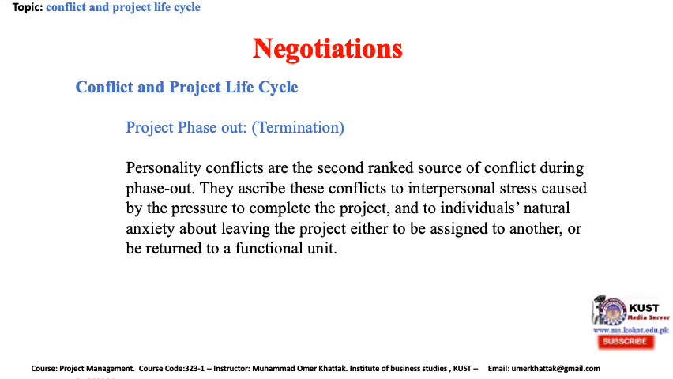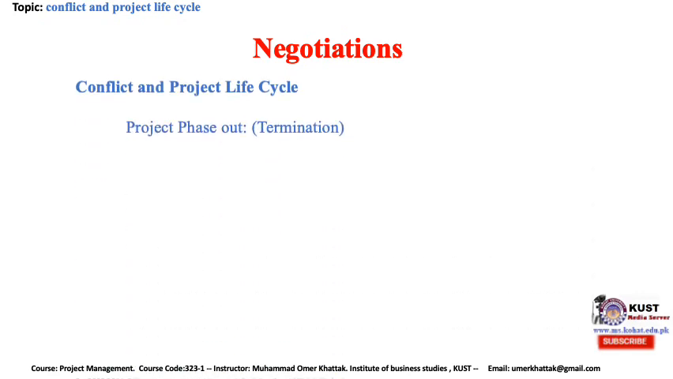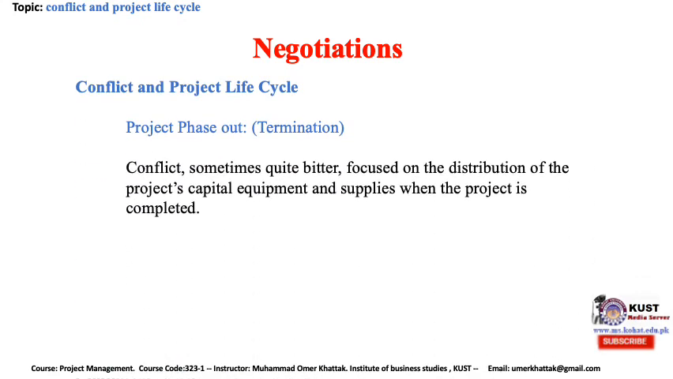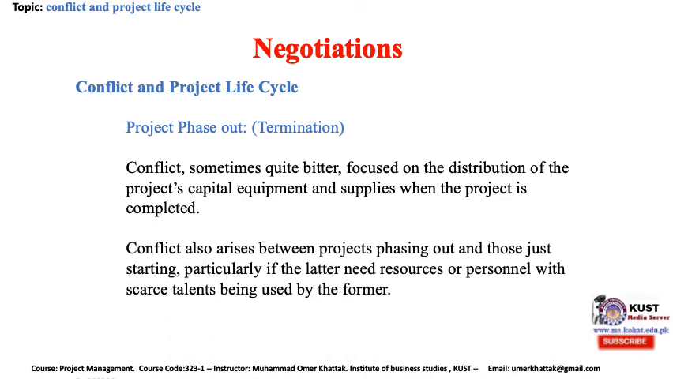Personality conflicts are the second ranked source of conflicts during phase out. They ascribe these conflicts to interpersonal stress caused by the pressure to complete the project and to individuals' natural anxiety about leaving the project, either to be assigned to another or to be returned to a functional unit. This is also called projectitis. Conflicts, sometimes quite bitter, focused on the distribution of the project's capital equipment and supplies when the project is completed. Conflict also arises between projects phasing out and those just starting, particularly if the latter need resources or personnel with scarce talents being used by the former.